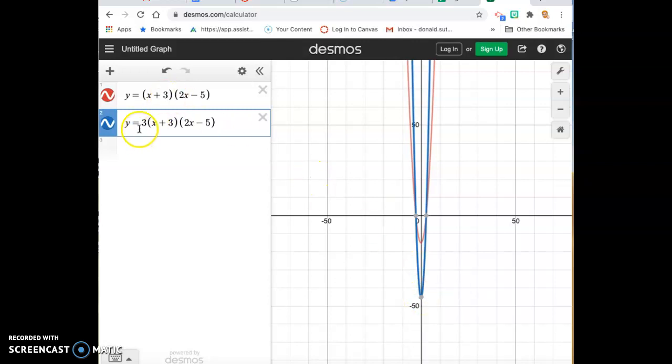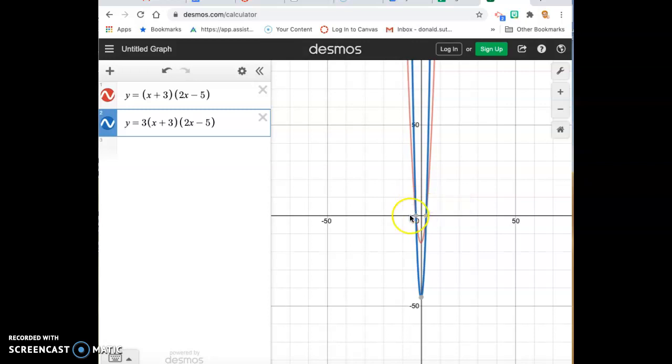All right, so the whole point is this 3 stretched it, but it didn't affect where it crossed the x-axis. Okay? And notice, negative 3, 0 is an intercept, but x plus 3 is a factor, so the signs are opposite. 2x minus 5 is a factor, and look at that, 5 halves, 5 over 2, would be an intercept. Okay, so that's what we're after today.